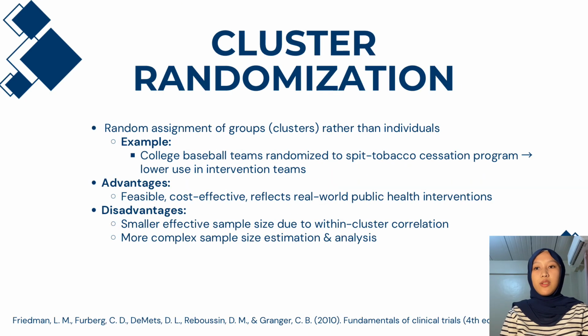Next, we have cluster randomization. It is when we randomize groups of people instead of individuals. For example, in a trial of 120 college baseball teams, half were assigned to a spit tobacco cessation program, which significantly reduced use compared to controls.